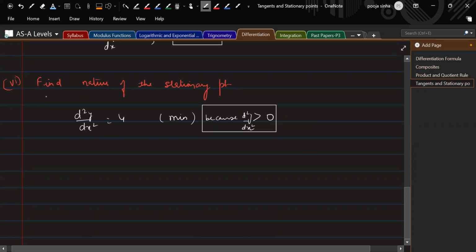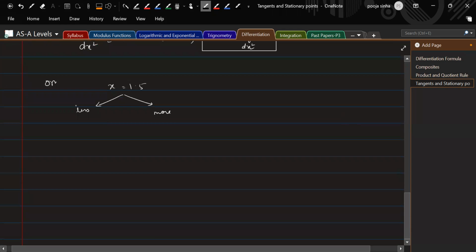Either you use this method, or you can put x equal to 1.5. Now take a smaller value and a bigger value, less and more. Okay? Whatever you find easy, and you check by putting that value. So for less we take 1, for more we take 2, and then you put it in dy/dx.